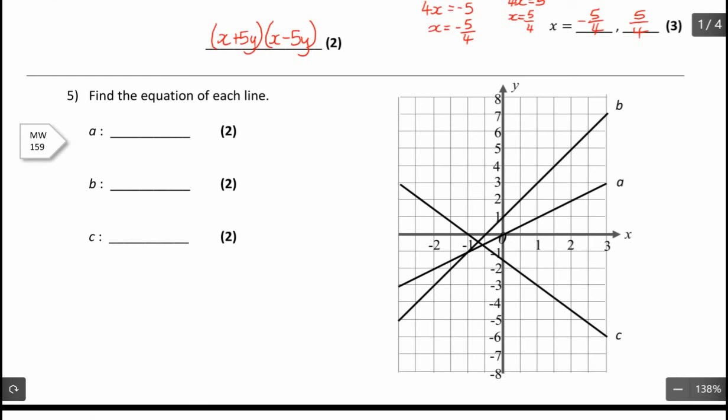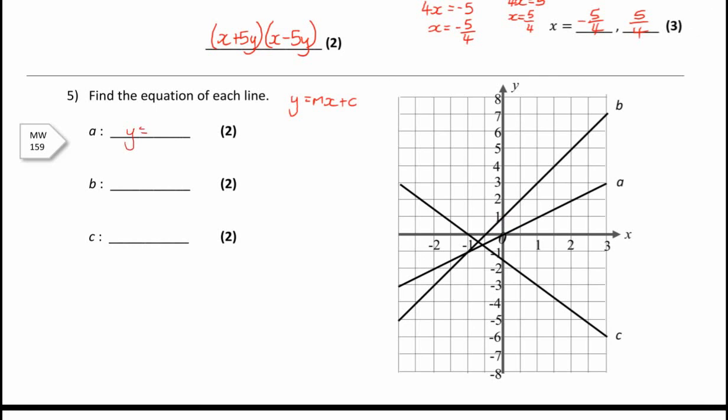And finally, question 5, find the equation of each line. So remember, we want to use this format, the slope-intercept format, because it's much easier to just write down the equation of the line if we can just find the gradient, which is this number in front of x, and the y-intercept. So let's start with the y-intercept for line A. Well, it goes through 0 on the y-axis, so there's no point putting plus 0 at the end. So this is going to be y equals something x.